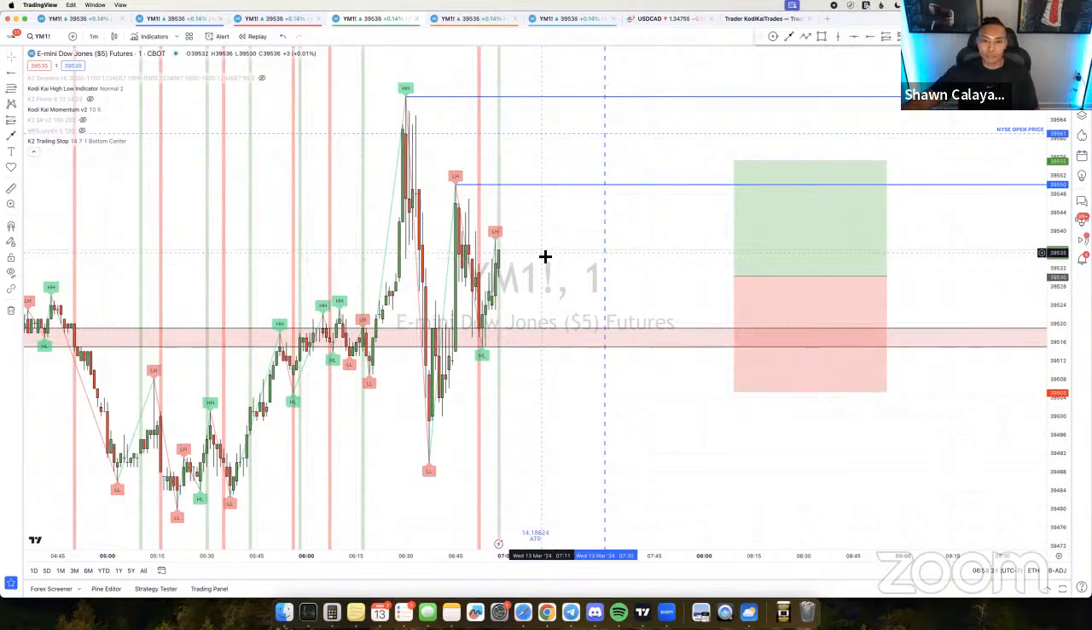Vince over here caught the V1 variation. So nice for Vince. Caught the V1 variation for ATR. So we caught it for about 15 points. Nice push to the upside.